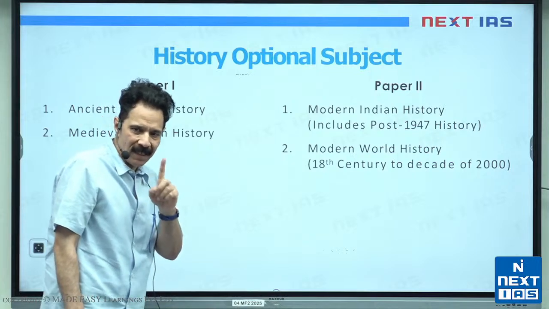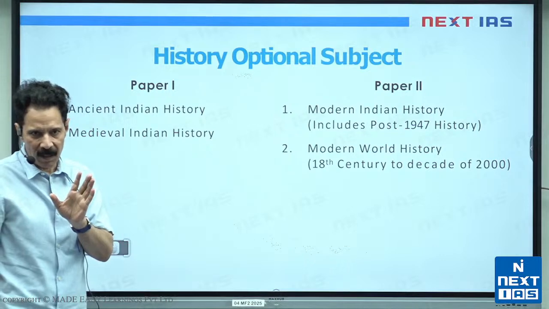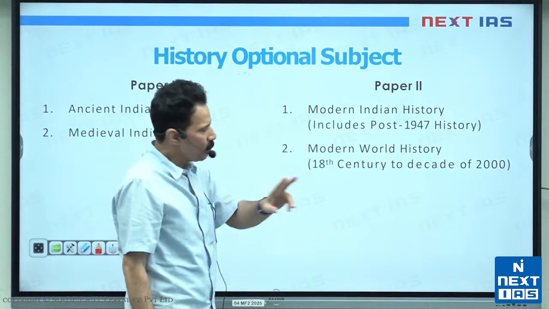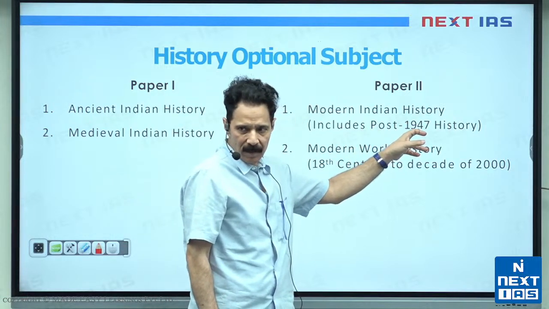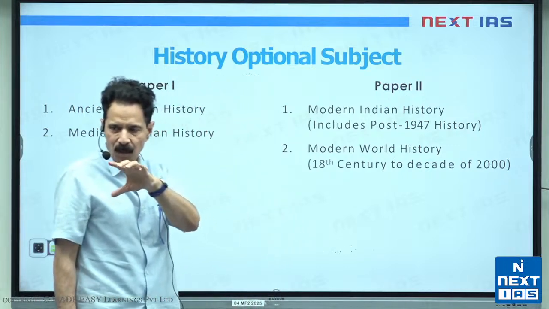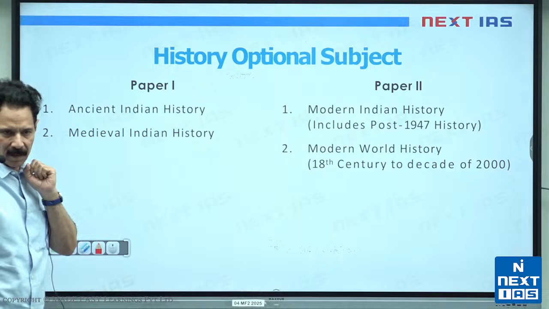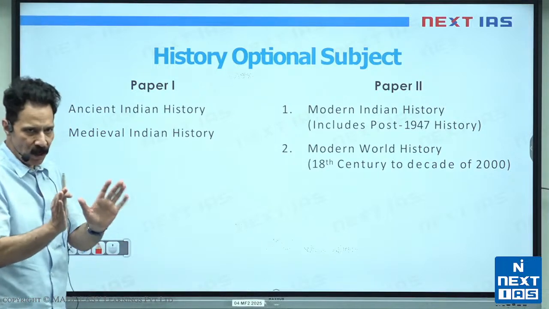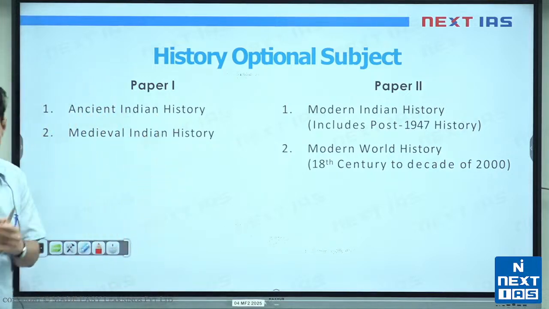So three things extra you will have to cover in GS apart from history optional subject. One is modern art and culture. Two, 1964 till present. And three, small events in all sections. But whatever you cover here, for example, you cover art and culture in ancient part, in history optional, that is enough for GS as well.